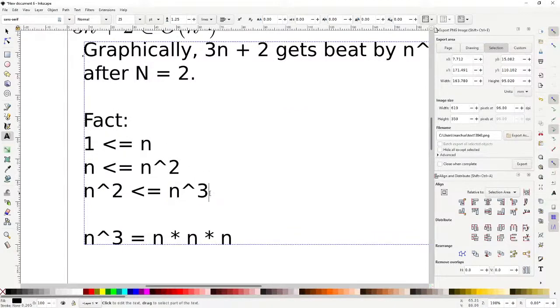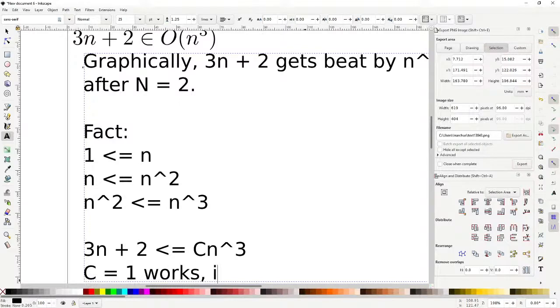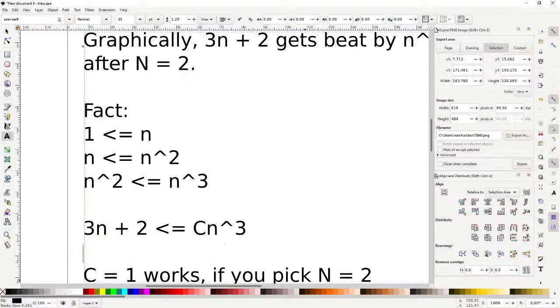And so if we can pick a constant here, the easiest way to do it is just to literally pick the constant. We need that 3n plus 2 has to be less than or equal to this. You can be more careful. Technically, c equals 1 works if you pick n equals 2 as your starting n. You can also just pick c equals 5, because then you can use this formula a few times and say, well, I know that 2 is less than 2n cubed, and I know that 3n is less than 3n cubed, so I know that this is all less than or equal to 5n cubed.